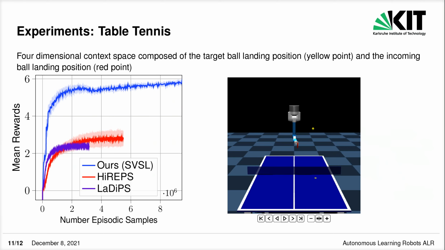A second sophisticated experiment is to let the robot learn to play table tennis. The four-dimensional context space is composed of the ball's target landing position, shown in yellow, and the incoming landing position, shown in red, in the video. The robot learns to strike differently for a fixed context and therefore is able to learn versatile skills.